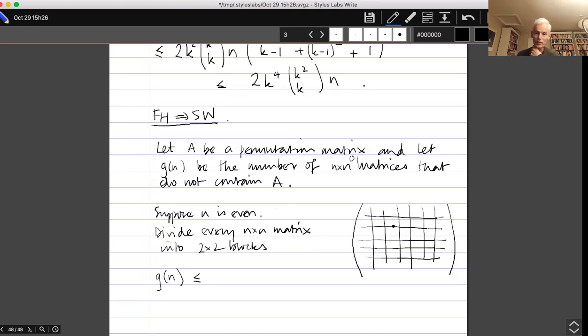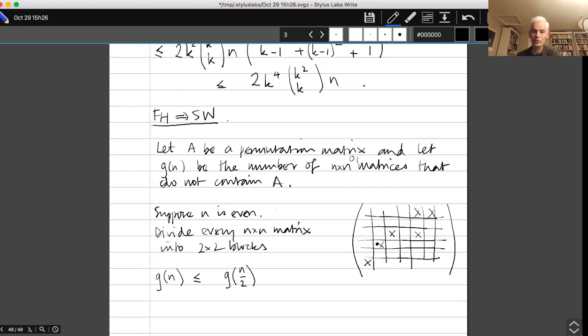Well, each time we occupy some blocks, if we then look at the corresponding n over 2 by n over 2 quotient matrix, we'll get a matrix that still has to avoid A. So the number of ways that we can choose which blocks to occupy is going to be at most G of n over 2. That's because I'm putting a cross every time there's a 1 inside the block, and if I do that, I get a quotient matrix. If that quotient matrix contains A, then so does the whole matrix, so it's not allowed to contain A. So the number of ways I can decide which blocks to occupy is at most G of n over 2.